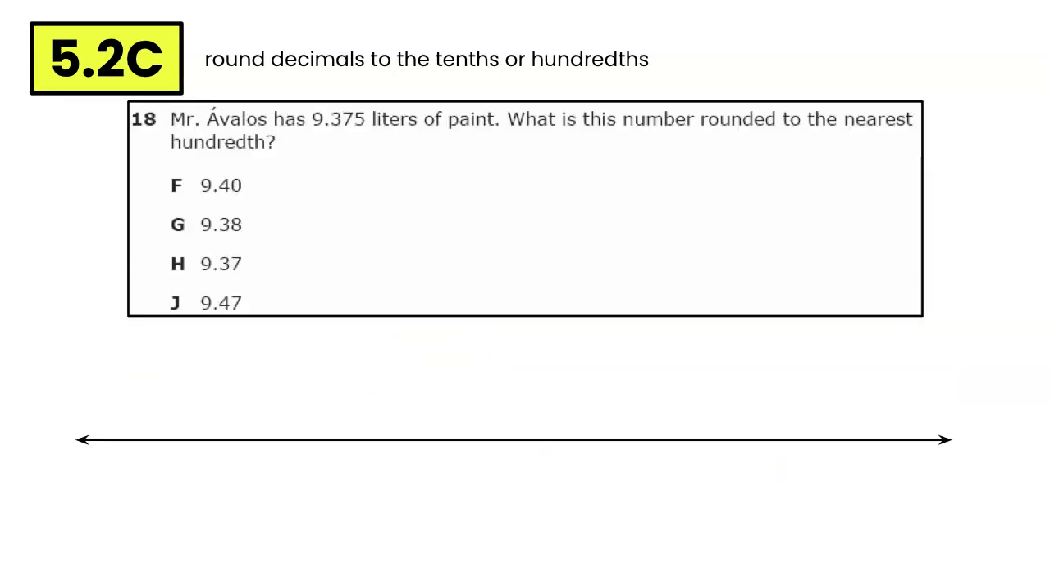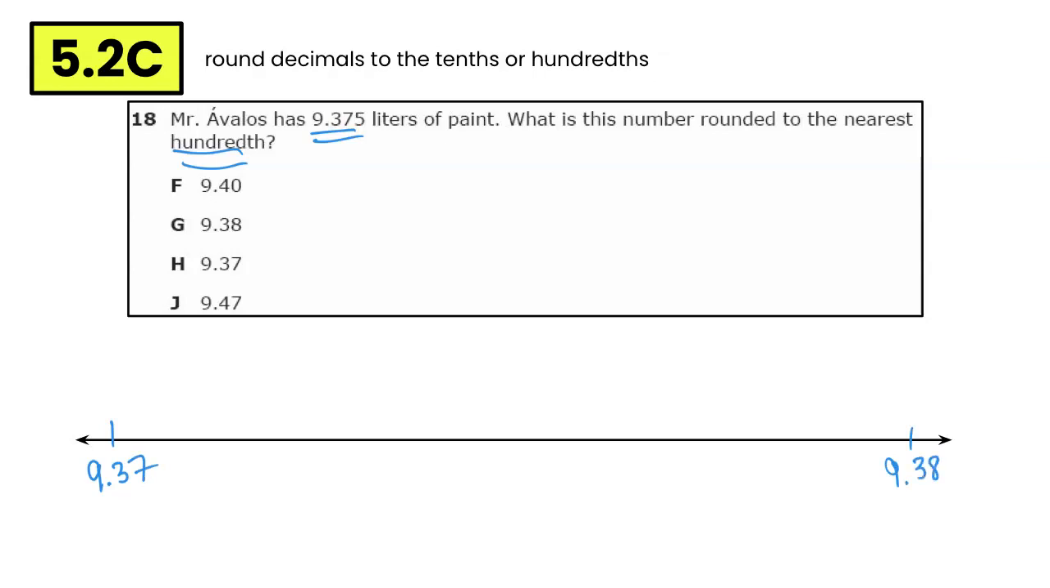Now, this particular question is interesting because this number is actually going to fall right on the midpoint whenever I do my visual of a number line. If I'm wanting to round to the nearest hundredth, then that means I am going to be looking at the hundredths place, and so we have 9.37. So this number will either round down to 9.37 or it will round up to 9.38.